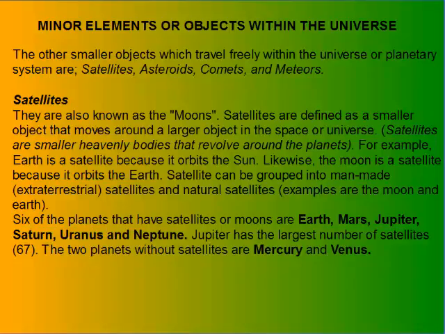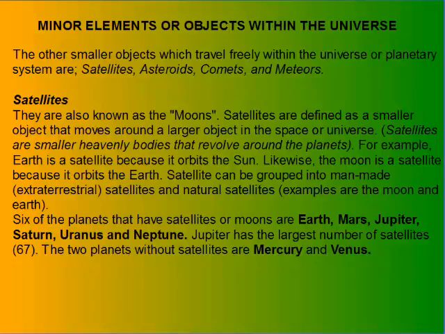When you compare the Earth and the sun, the Earth is very small, and because it is orbiting around the sun, Earth becomes a satellite. Remember, we said satellites orbit around another object, a smaller object moving around a larger object. So here the Earth becomes a satellite. Likewise, the moon is a satellite because it orbits the Earth.